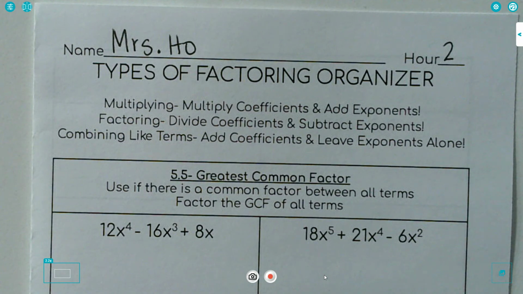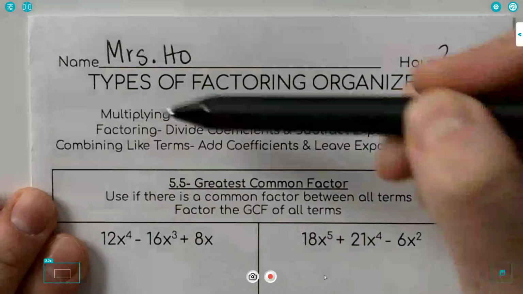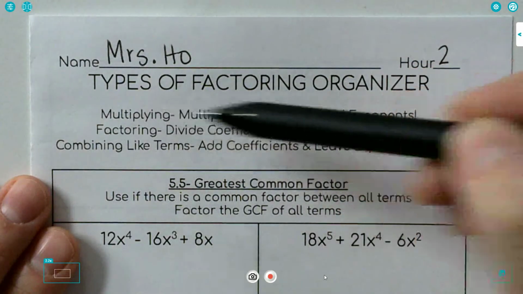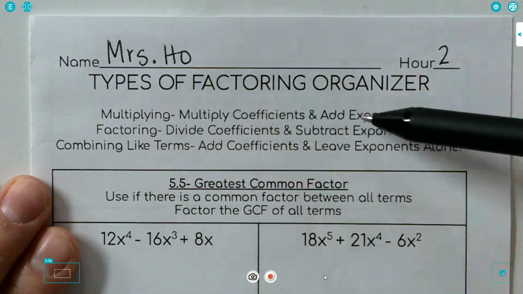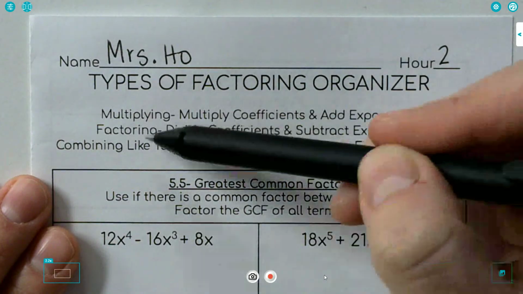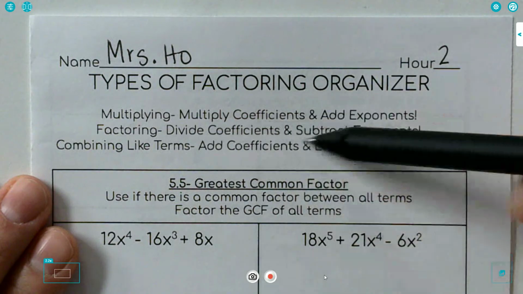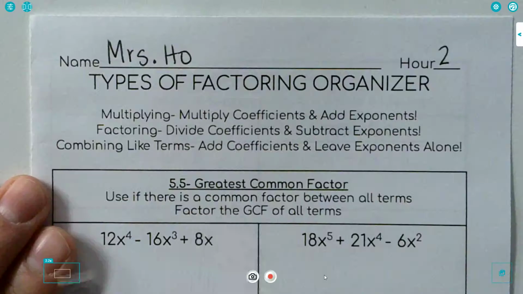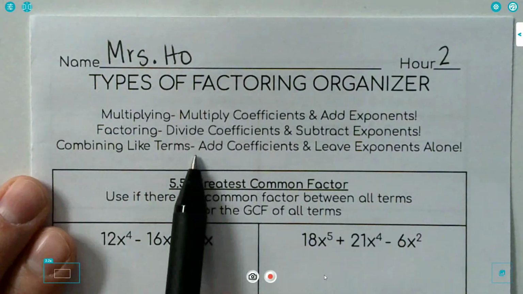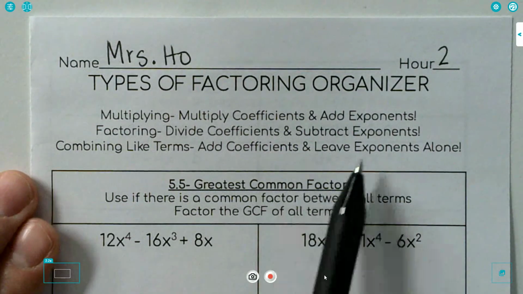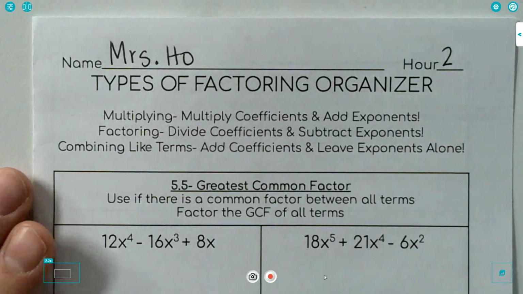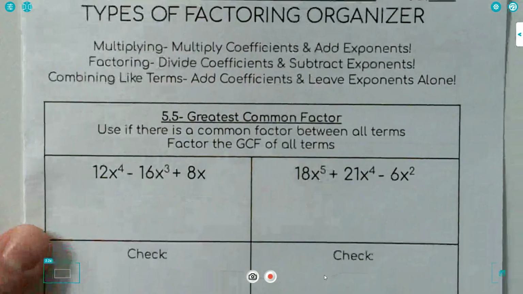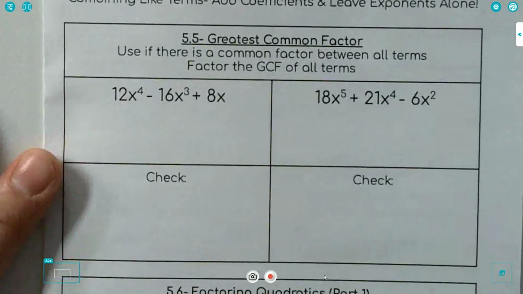Things that you need to know about all types of factoring. This isn't factoring. Things you need to know about multiplying. When we multiply, we multiply our coefficients and add our exponents. But when we factor things out, we divide our coefficients and subtract our exponents. So those are like the opposite of each other. And then this last thing here, if we ever need to combine like terms, you add your coefficients and your exponents stay the same.